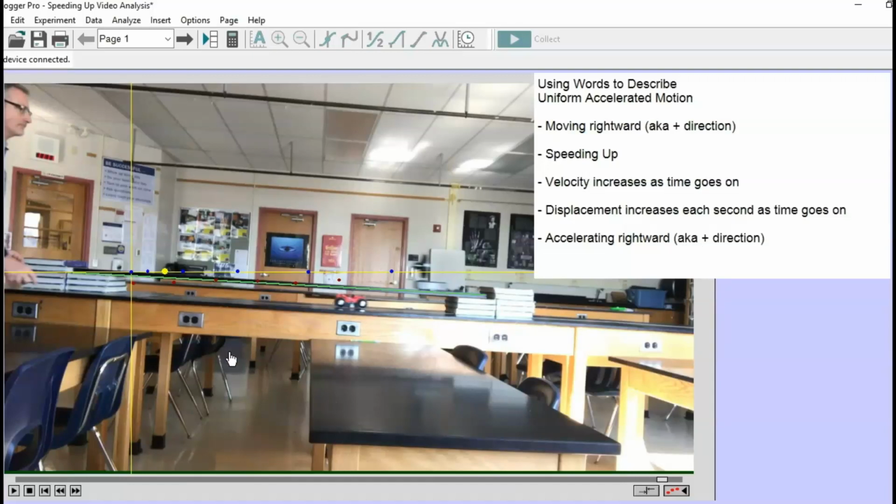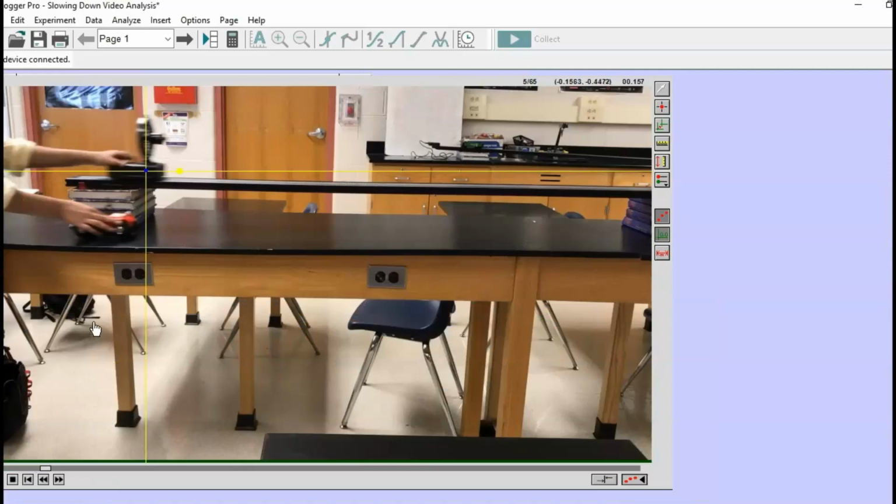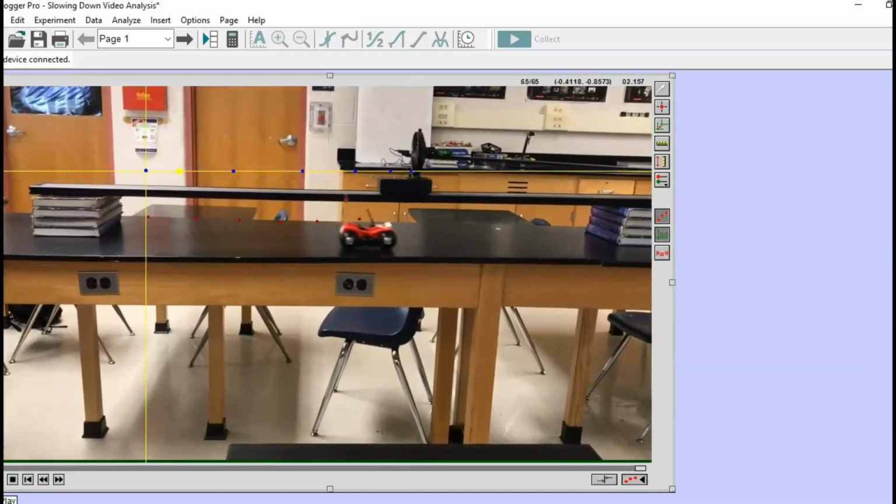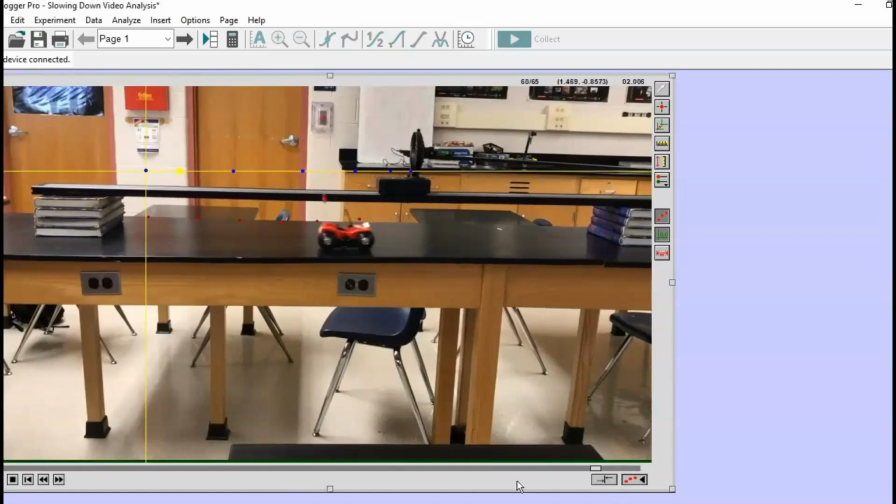Now, let's take a look at another type of motion. We have our dune buggy and our fan cart again, and let's watch this motion. Okay, let's watch it one more time.